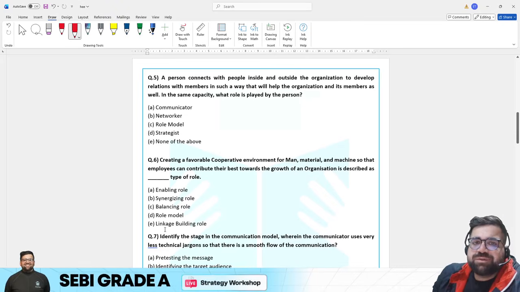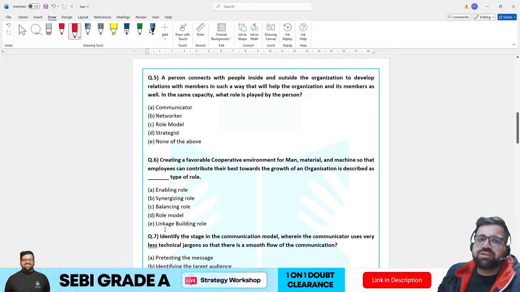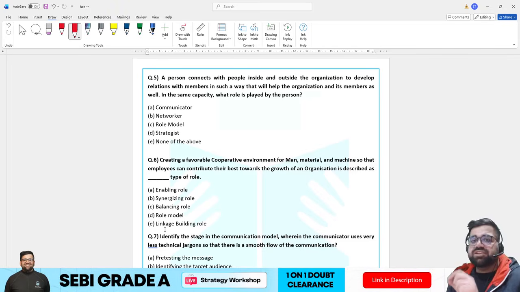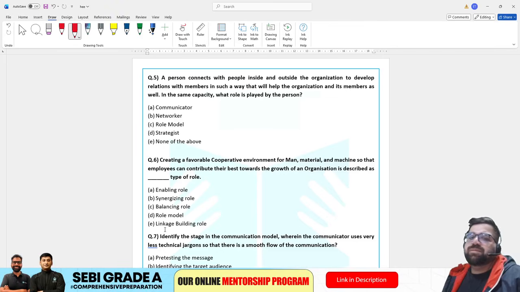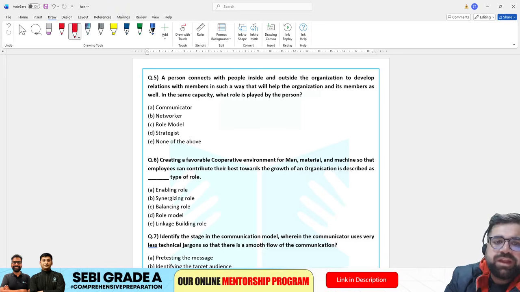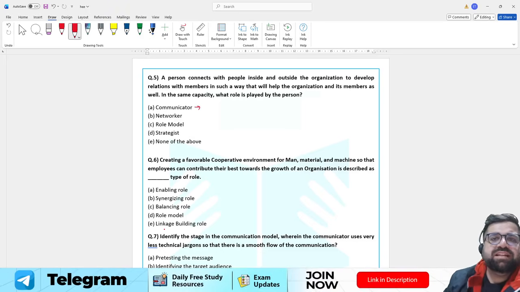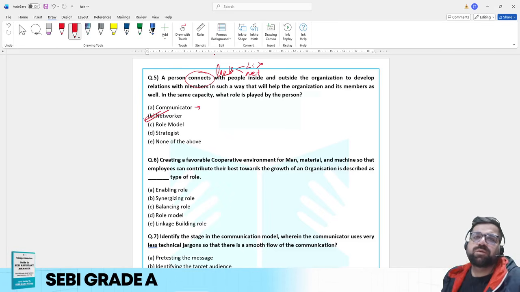A person connects with the employee inside and outside the organization to develop relations with the member in such a way that will help organization and its member as well in the same capacity. What role is being played by the person? Now, communicator is about communicating the information, but over here you can see a person connects. So he is making some links, and links you make under 2 types of role, licensor and networker. Licensor is not given over here, so my answer will be option number B, which is networker.